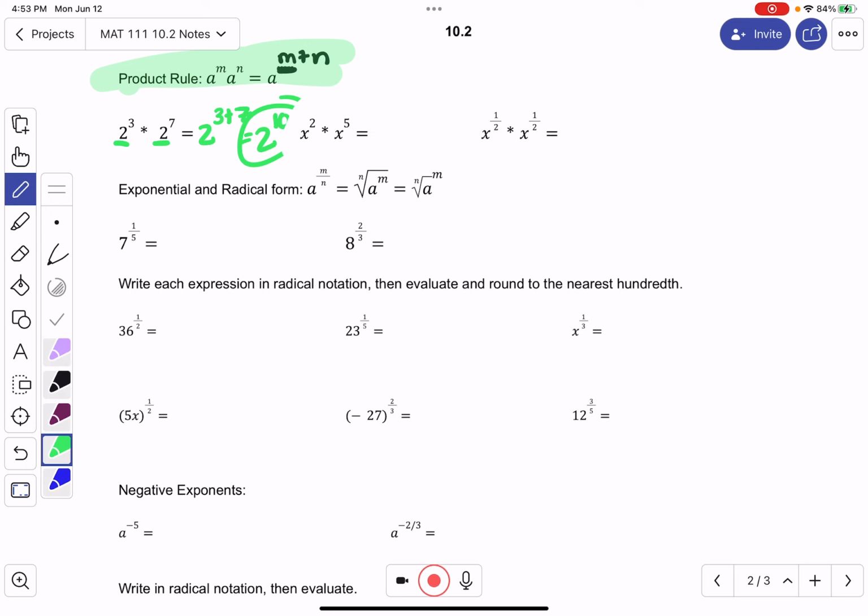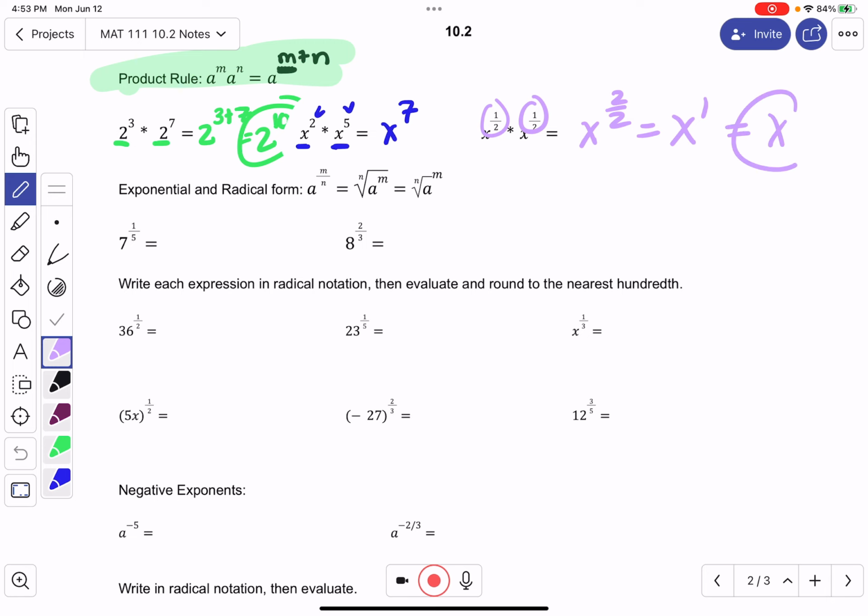Works the same thing with variables. So if we have an x to the 2 and an x to the 5, we can add our 2 and our 5, and get 7. Same thing works with fractions. 1/2 plus 1/2 is 2 halves, which is the same as 1 whole, which is just the same as x.